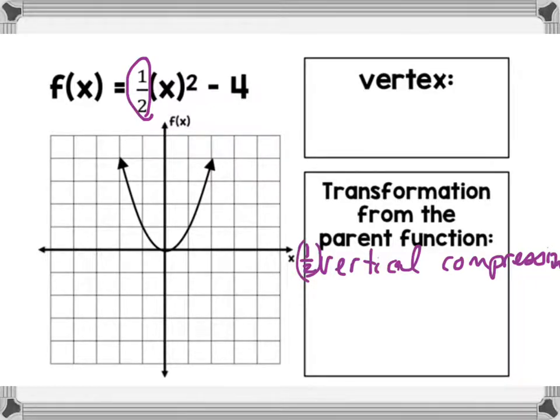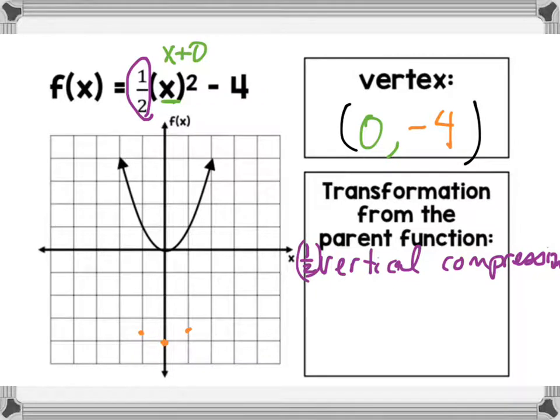Now, the next one we have to do is identify our vertex. Well, if I look inside, there's nothing else written, so that's x plus 0. So my vertex is at 0, comma, -4, because it's the same outside. So 0, comma, -4 will be down here. So I go over 1, up 1/2.